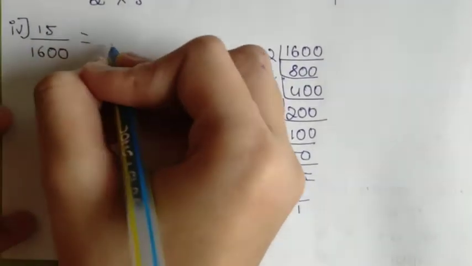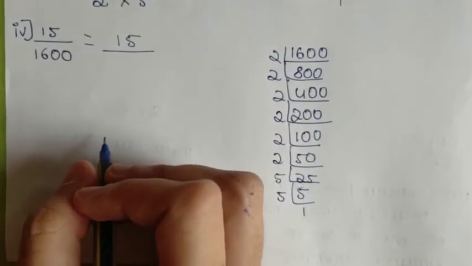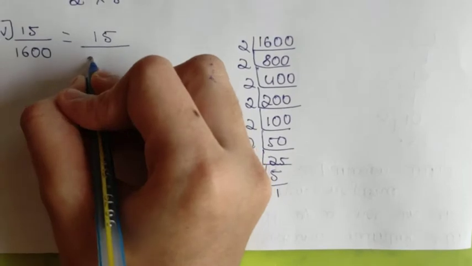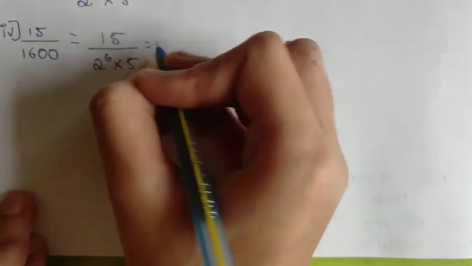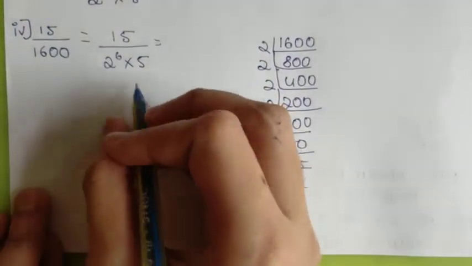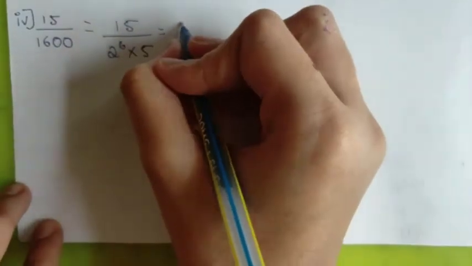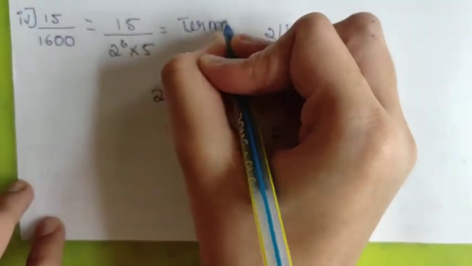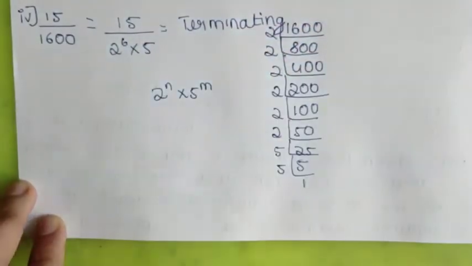So here this 1600 can be written as 2 root 6 into 5. So here this q is of the form 2n into 5m. So this is a terminating number. And here we have the fifth sub question, that is 29 divided by 343.